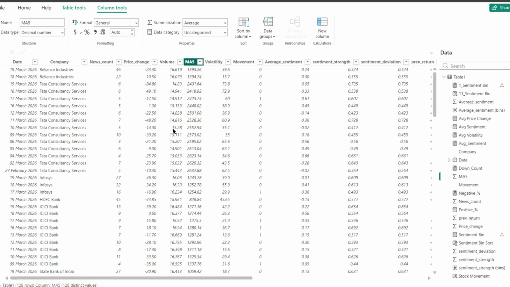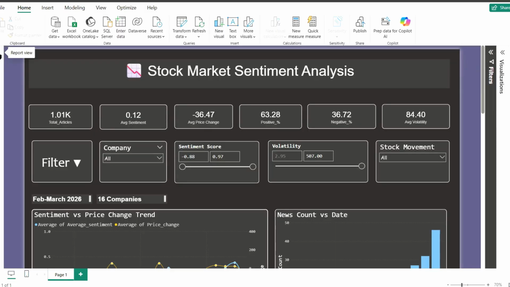We also used DAX, data analysis expressions, in Power BI. DAX is basically a formula language used to create calculated columns, create measures, and build dynamic KPIs. Examples: average sentiment, daily average sentiment, movement classification using IF condition, and aggregations like total news and average price changes.